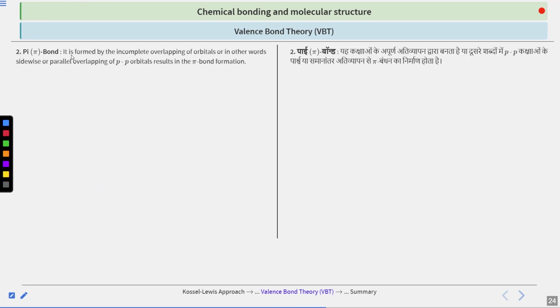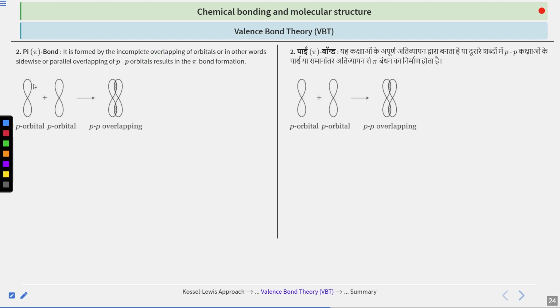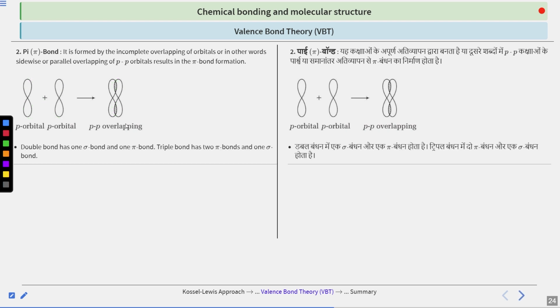Next is the pi bond. How is it formed? It is formed by the incomplete overlap or side overlap, as seen in the case of p orbitals. You can see here these are two p orbitals. They are overlapping side by side, and this is the small area of overlapping. Now this is not head-on. If they had overlapped through this area, then we would call it head-on overlap. But they are using the sides, this is one side, this is another side. They are overlapping with each other to form the pi bond.